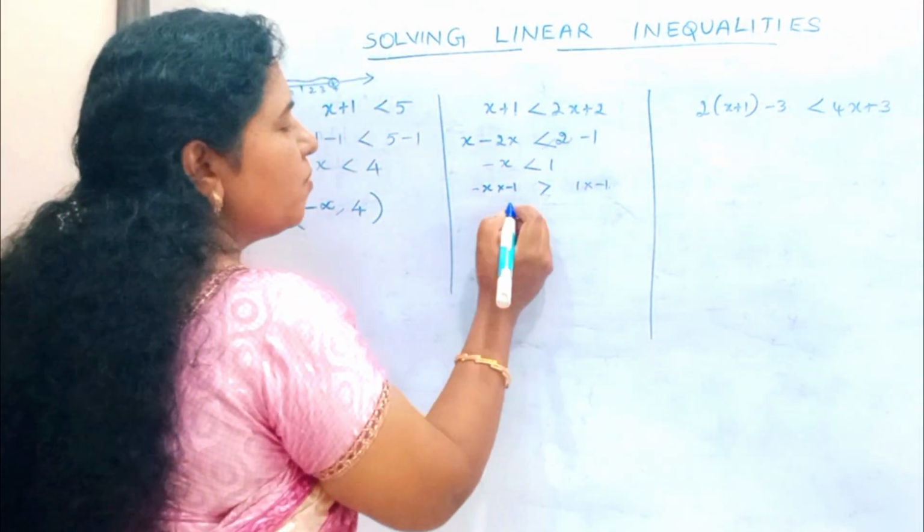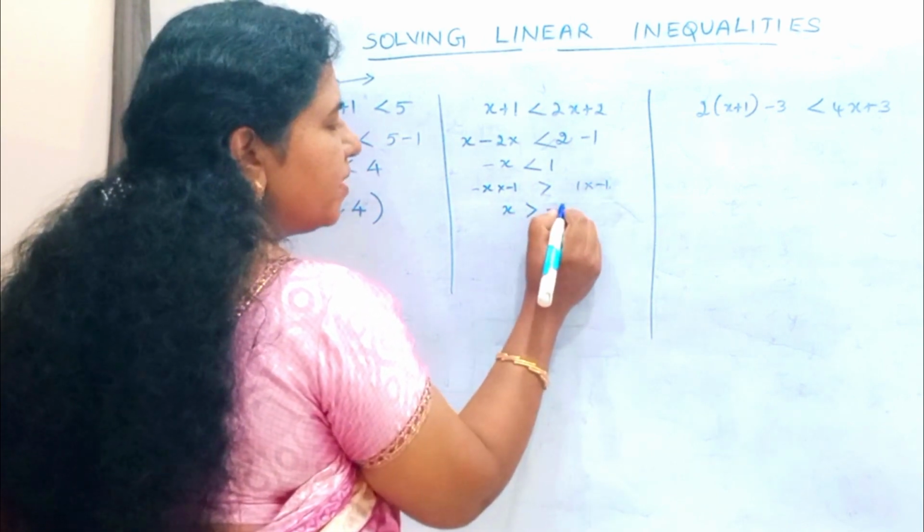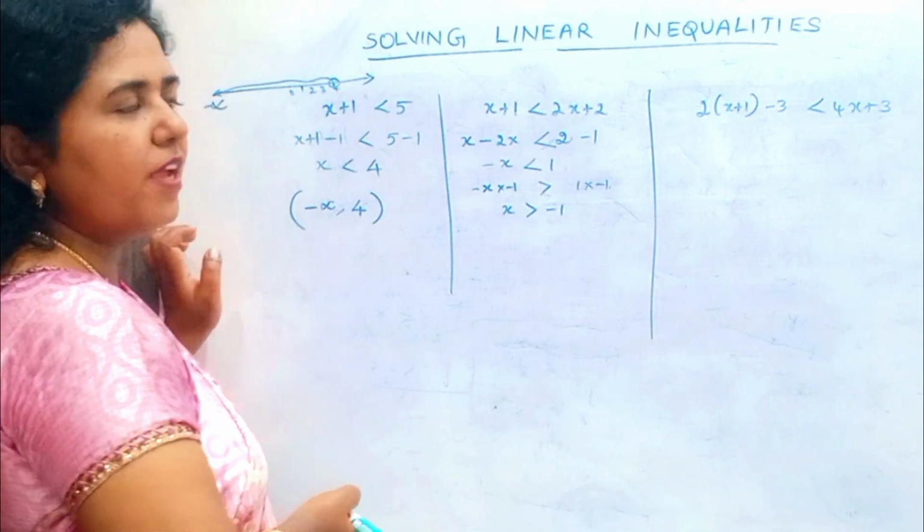So now minus 6 into minus 1, it is x. So now x will be greater than 1 into minus 1, so it is minus 1. So now we have to find out the values.